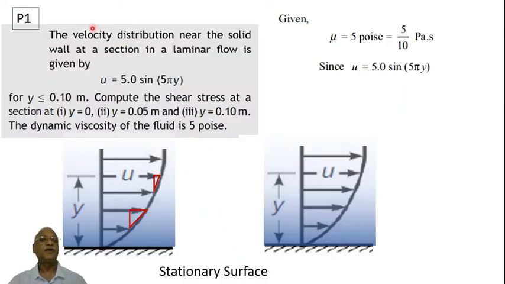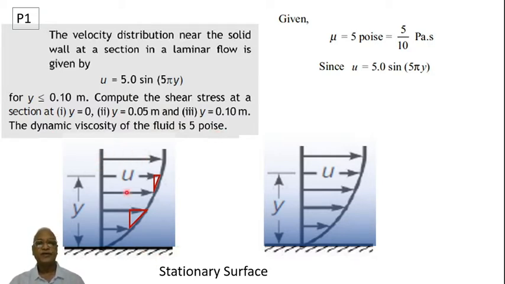Okay, the problem reads this way. The velocity distribution near the solid wall at a section in a laminar flow is given by u is equal to 5 sine 5 pi y for y less than 0.1 meter. Compute the shear stress at different values of y. The dynamic viscosity of the fluid is 5 poise.